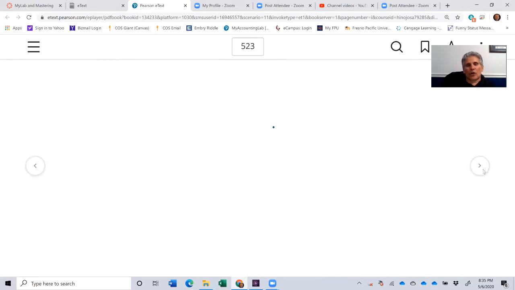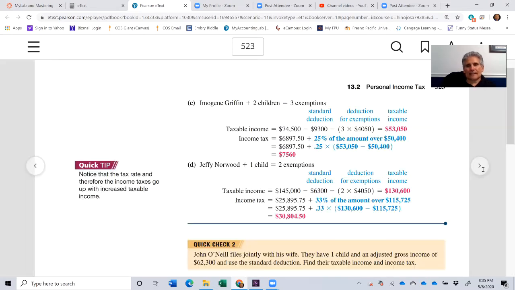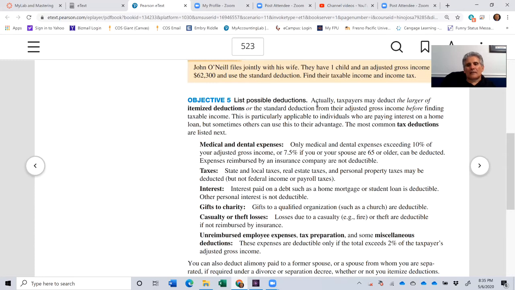Let you go ahead and work on C and D. This is identifying that taxpayers have the option of either taking a standard deduction or an itemized deduction. The standard deduction is what it is, and what you're going to do is add up all your itemized deductions, and if that's larger than your standard, then you'll take the itemized. But if it's not as large as the standard, then you're just better off using the standard.